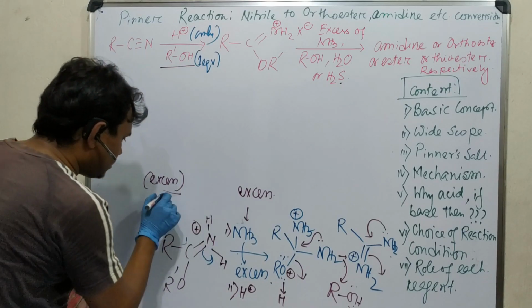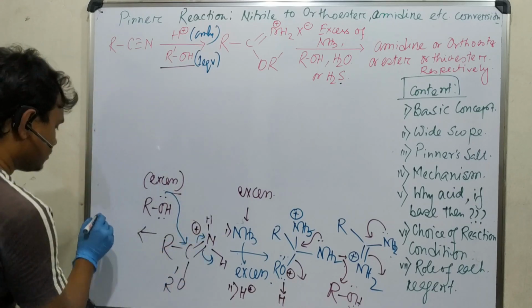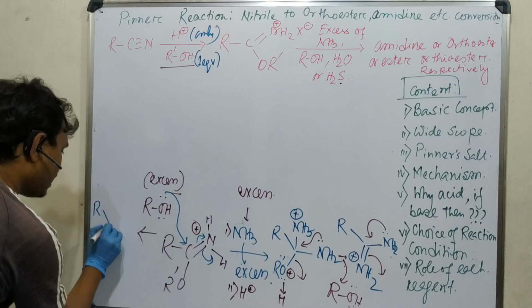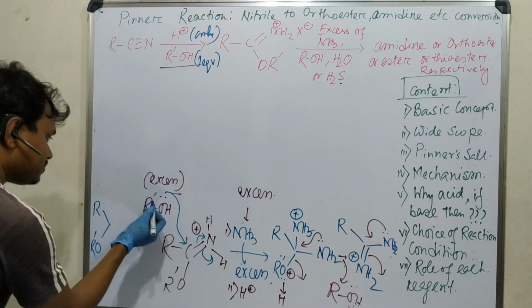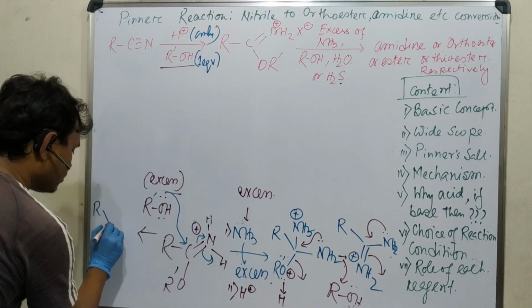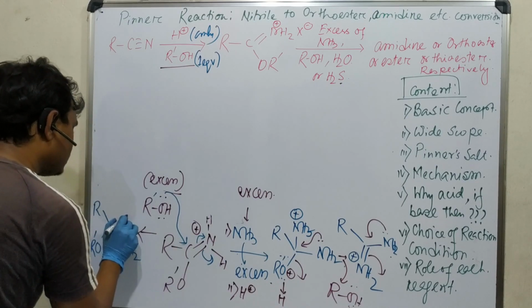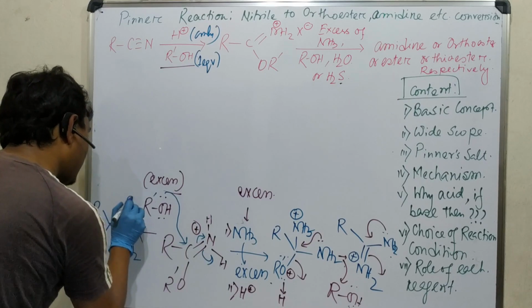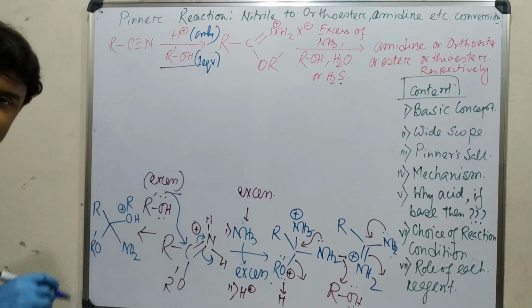So it will attack here and it will open up. So this is R. This is OR prime. Let's take excess, meaning the same alcohol. So this is NH2, this is OR, and H having a positive charge. So next step, what is expected?